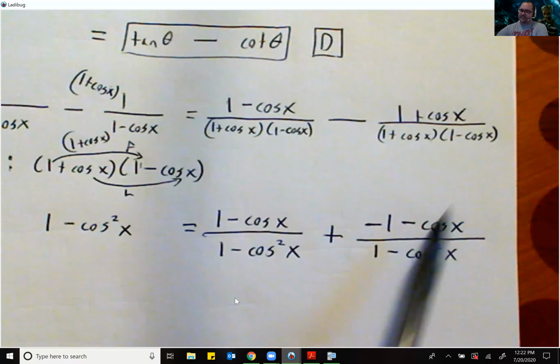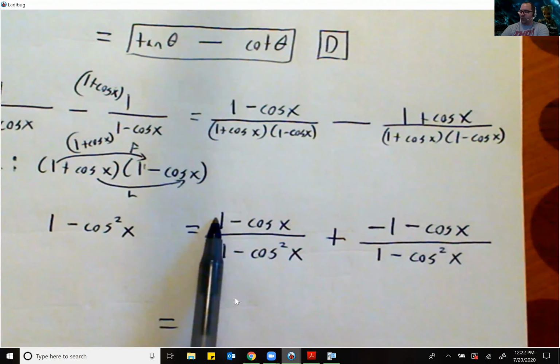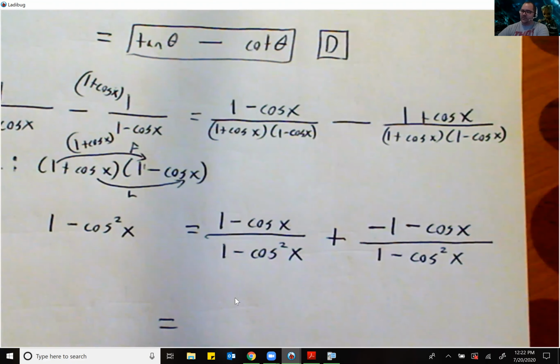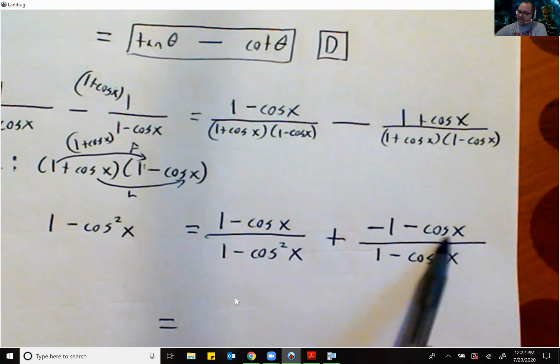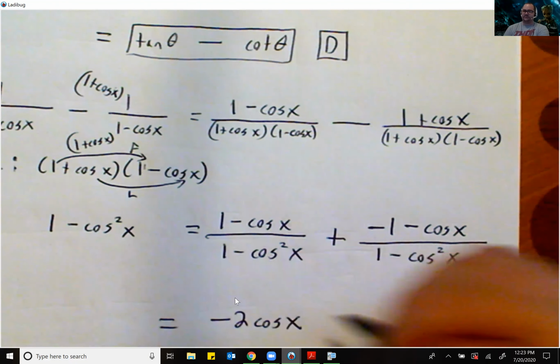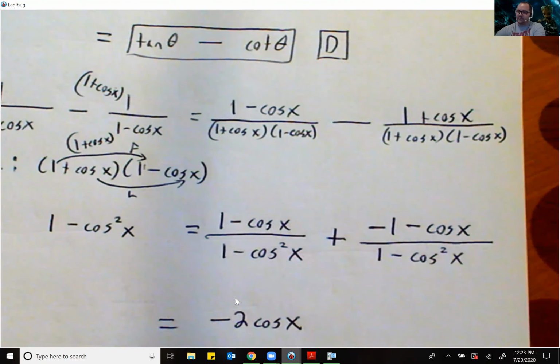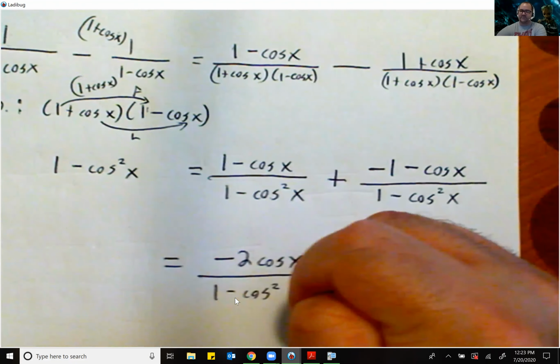So now we combine like terms. 1 plus a negative 1 is gone. Negative cosine plus a negative cosine gives us negative 2 cosine x, all over 1 minus cosine squared x.